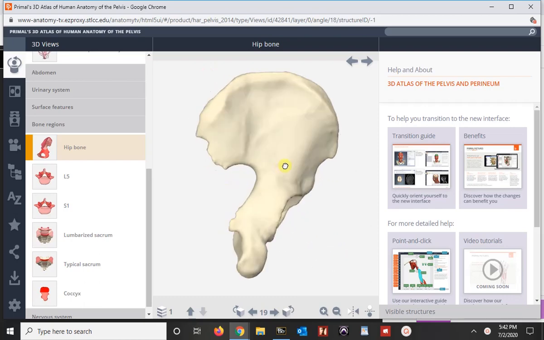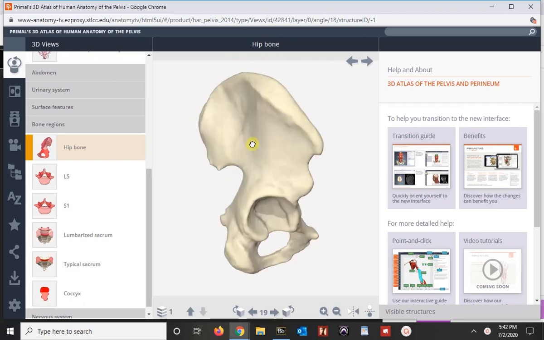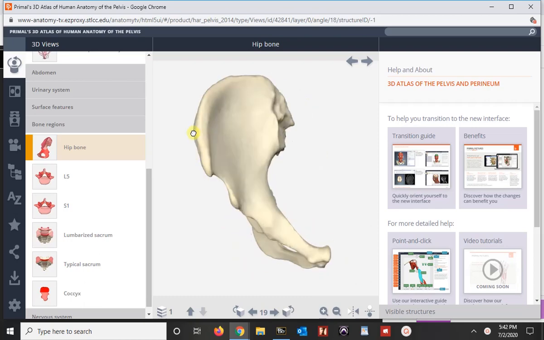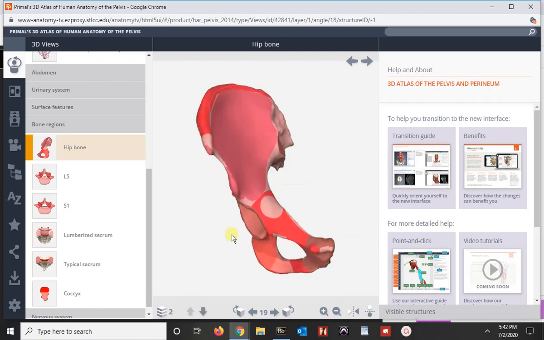Here's the back. Here's the side, the lateral view like we were looking at. And then here is the front. And as you can see, we can show you the colors. This is the pubic crest and this is the pubic tubercle. This would be where the pubic symphysis is. This is where it connects to the pubis, the other pubis.